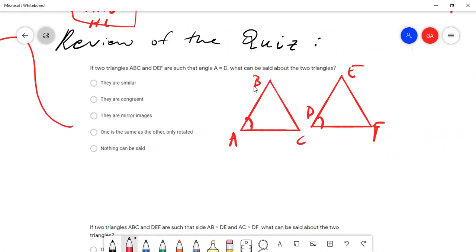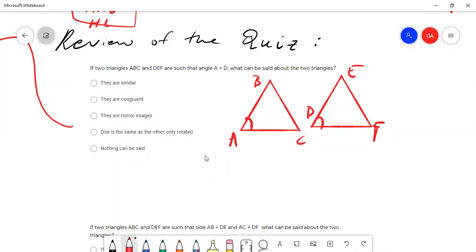Well, to show that things are similar, you need at least two angles to be the same. That's the AA criterion of similarity. Here you only have one angle that's the same. And similarity, keep in mind, is more general: any two congruent figures are also similar, but not all similar figures are congruent. So similarity is less rigorous, less rigid.